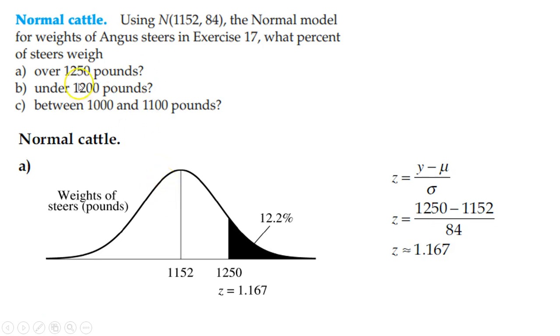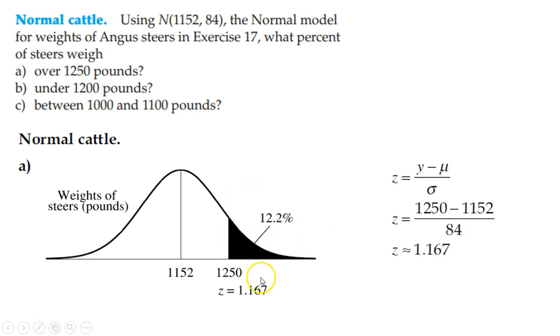So the point is, when working through this, they want to know 1250. If I know the mean is 1152 and the standard deviation is 84, what we basically have here is the 1250. I plug it all in and I find a z-score. Because I drew my picture, because they always want us to draw a picture, I have my 1250 and I want to know everything over that.